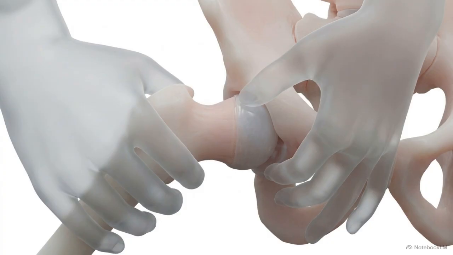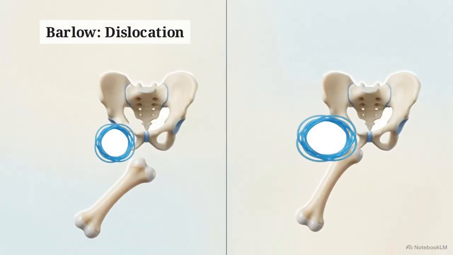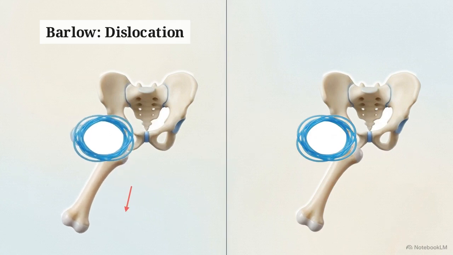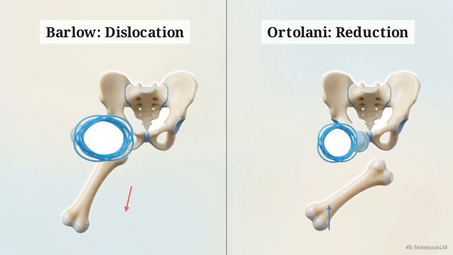We must manually apply force to determine if the joint can be pushed out of the socket or, if it is already out, whether it can be popped back in. The Barlow maneuver identifies an unstable hip. Adducting the femur with posterior pressure pushes the head out of the socket. The Ortolani maneuver tests if a dislocated hip is reducible. Abducting the femur and pulling anteriorly seats it back into position.